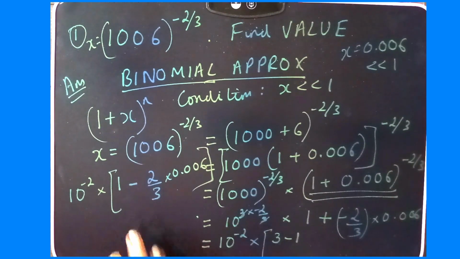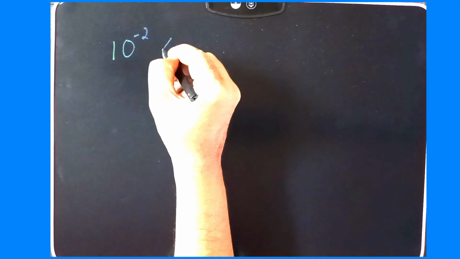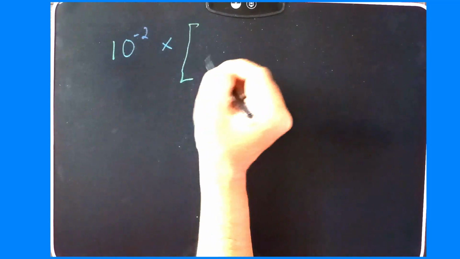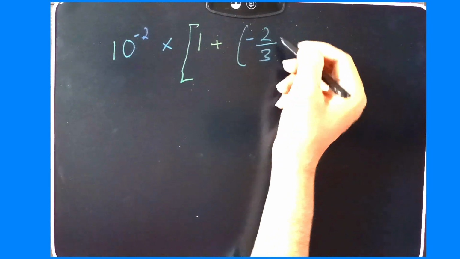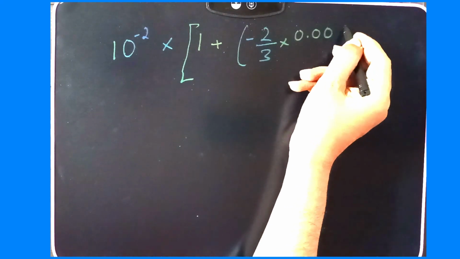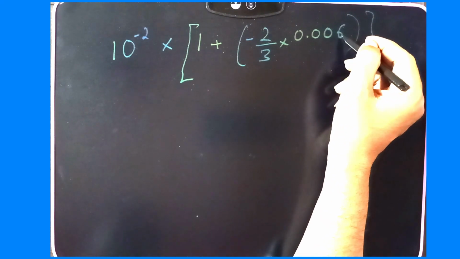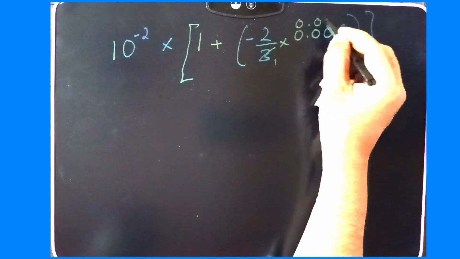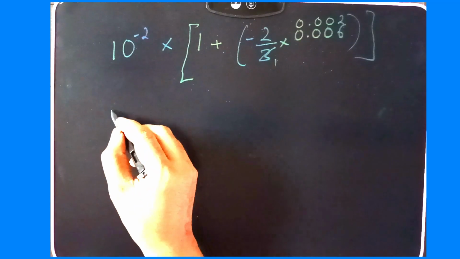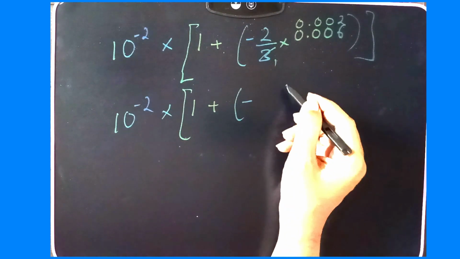Okay, I'll clear this. I have to remember this. Let's remember that we will get it as 10 raised to power of minus 2 multiplied by 1 plus minus 2 by 3 into 0.006, right? So if I have to solve this, I guess I can solve it here. This will cancel, become 0.002.